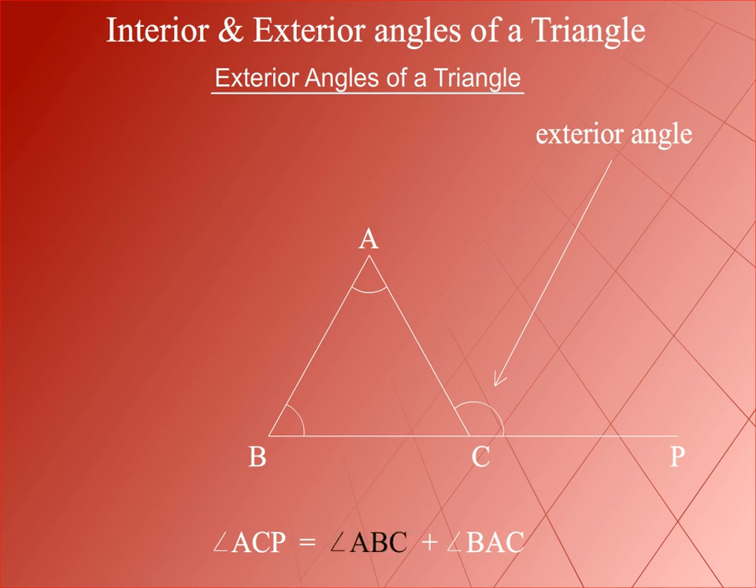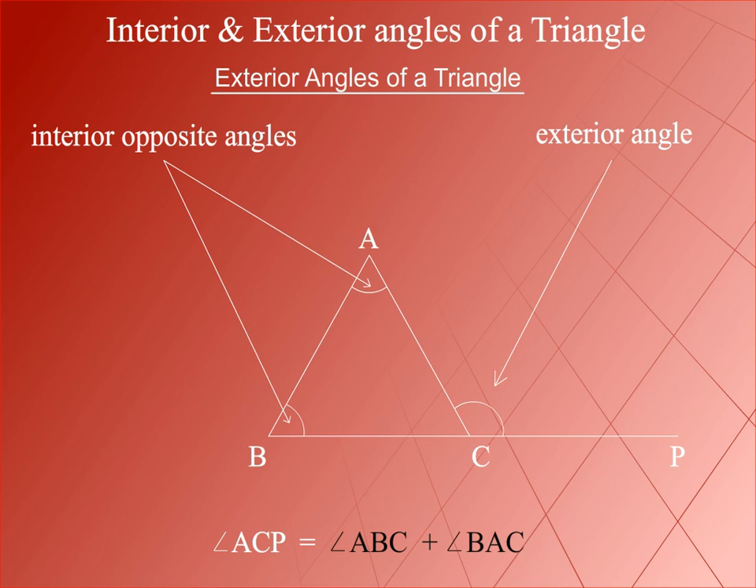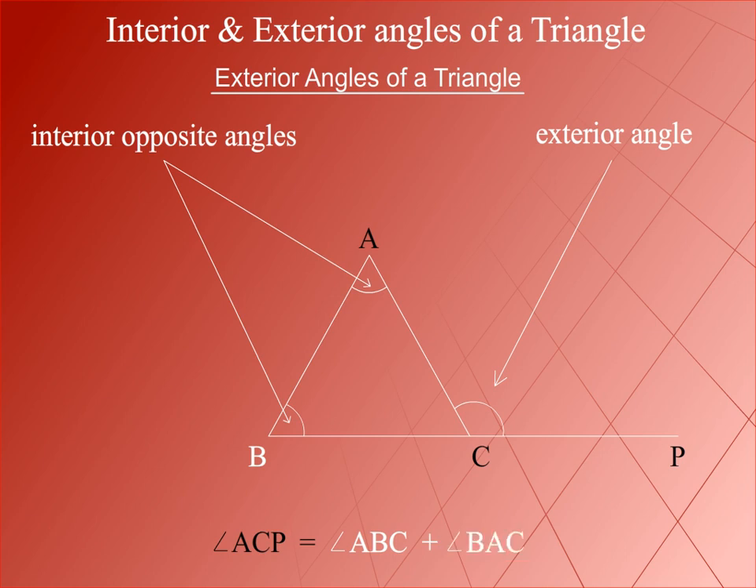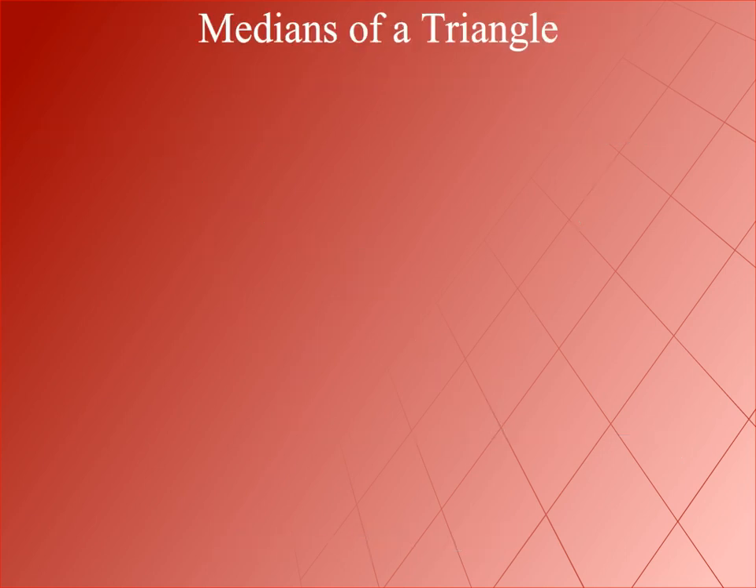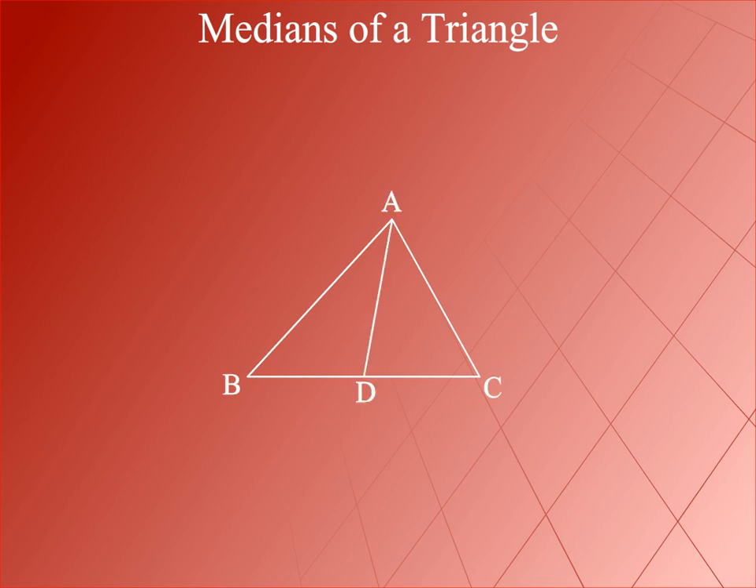Angle ABC and angle BAC are called the interior opposite angles or remote interior angles of angle ACP. Angle ACP equals angle ABC plus angle BAC. Medians of a triangle. Consider a triangle ABC. Let AD be a line segment drawn from the vertex A to the midpoint D of the opposite side.